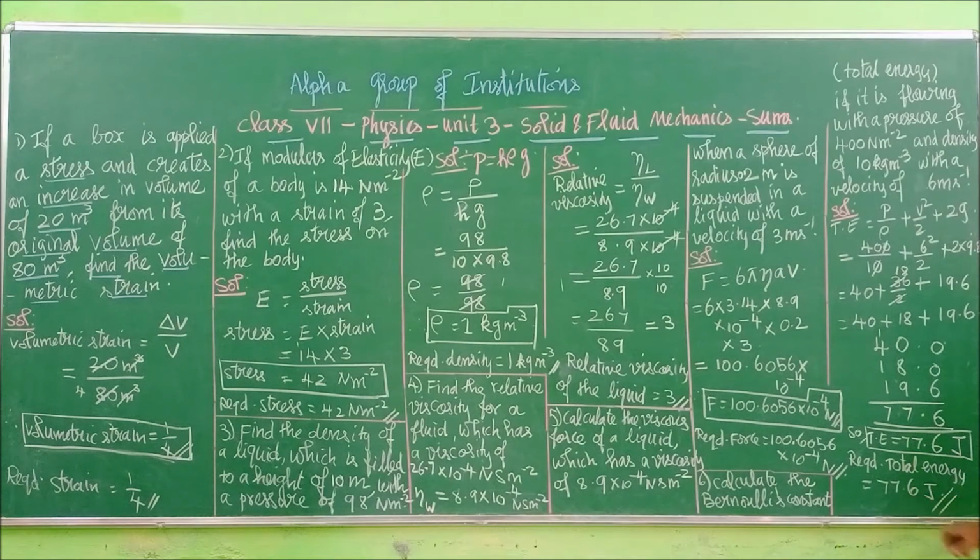Right, now we are moving to the 6th question. Calculate the Bernoulli's constant. You would not have heard this word. What is Bernoulli's constant? Where did we learn? That is what I have indirectly been asking here, to find the total energy. So the question can be given in both methods: calculate the total energy or calculate the Bernoulli's constant. If it is flowing with a pressure of 400 Newton per meter square, so total energy we need to find out.